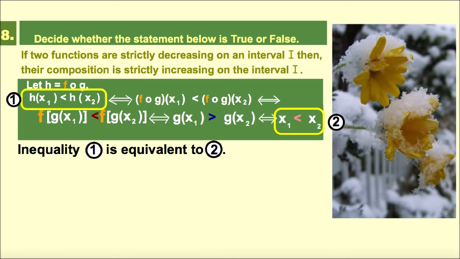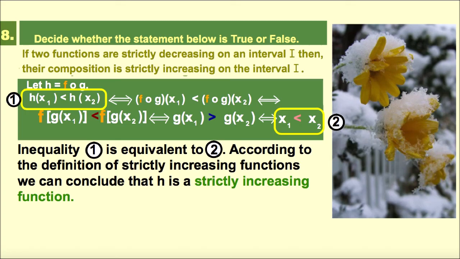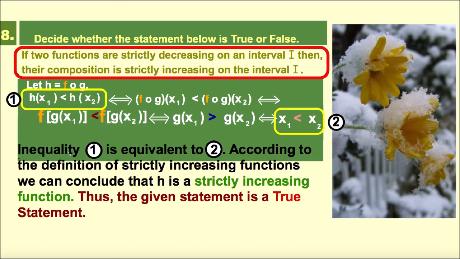Inequality 1 is equivalent to inequality 2. According to the definition of strictly increasing functions, we conclude that h is a strictly increasing function. Thus, the given statement is a true statement.